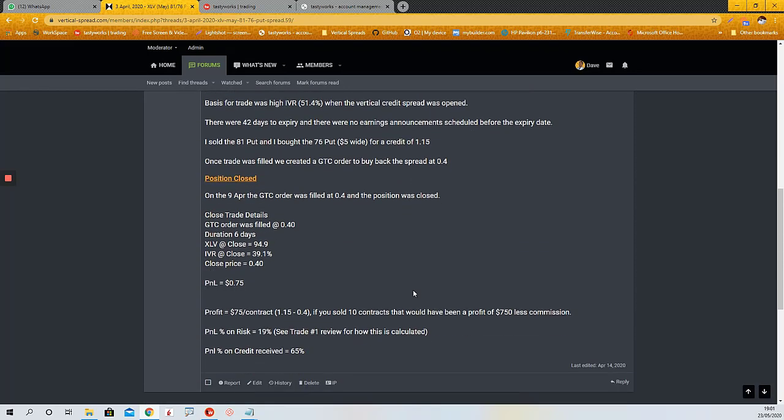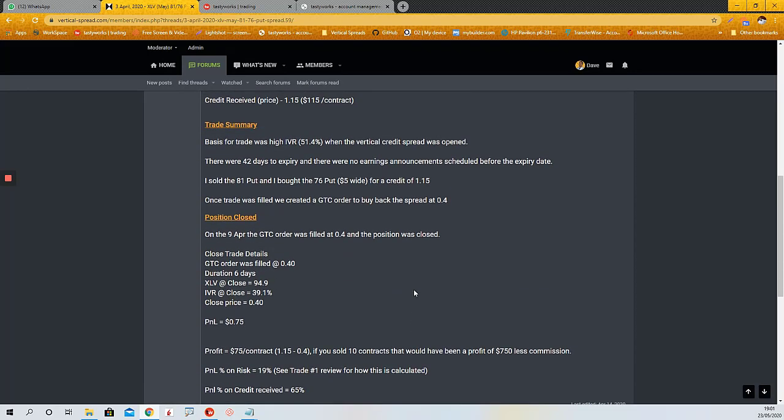Once I opened the position, I put in a GTC order to buy back the spread for 40 cents. I sold it for $1.15. And on the 9th of April, 6 days after the position was opened, my profit target got filled and the position was closed. I bought back the spread for 40 cents.